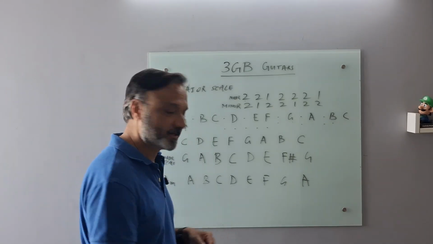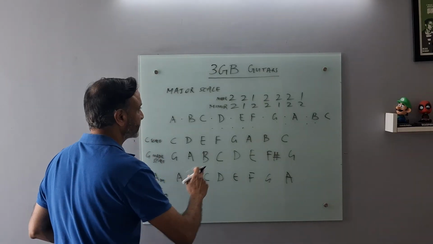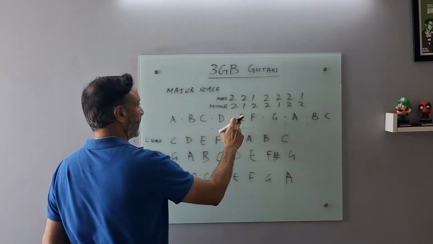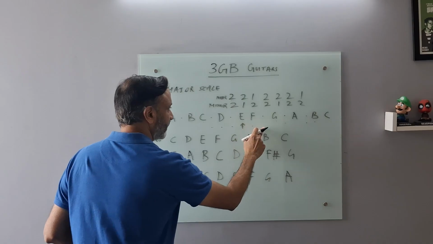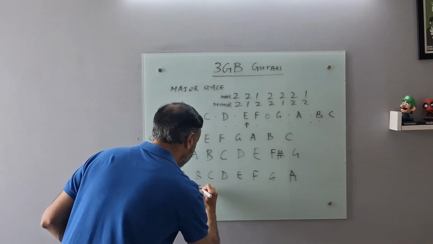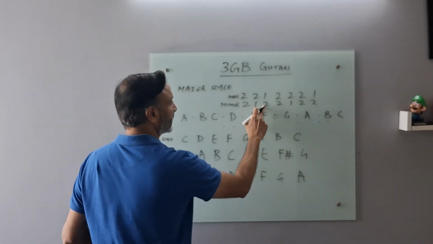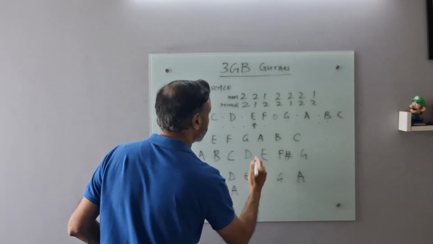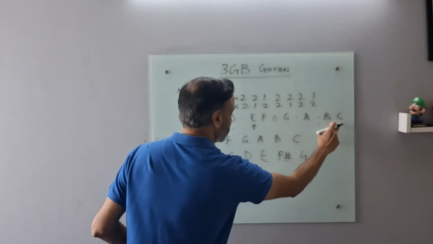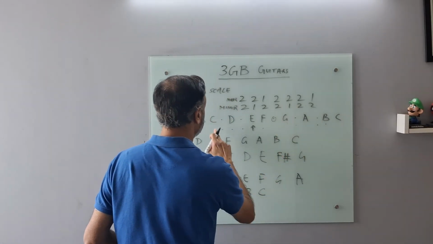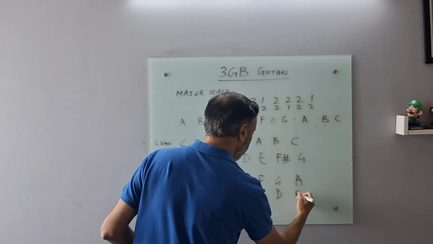Now, let's take the E minor scale, for example. E minor. I start with E, right? That's here. Two steps. That's this note. That's F sharp. Single step. G. Two steps. A. Two steps. B. Single step. C. Two steps. One, two. That's D. And the last two steps back to E.